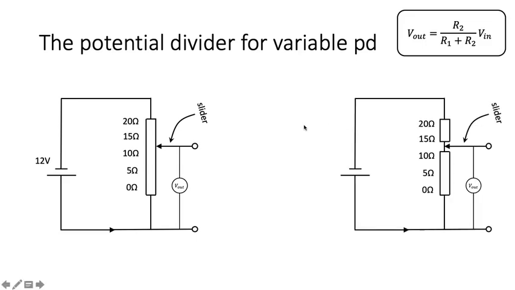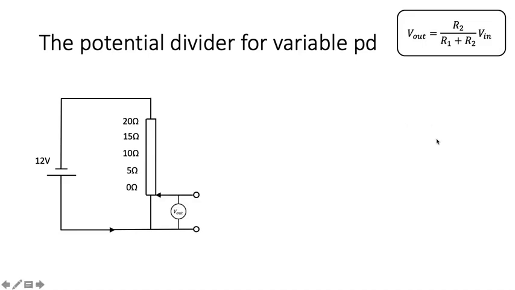Suppose we've got a 20 ohm resistor, so it could split into two sections here. We'll mark a point along it X. The bottom resistor will be X ohms and the top resistor will be 20 minus X ohms.